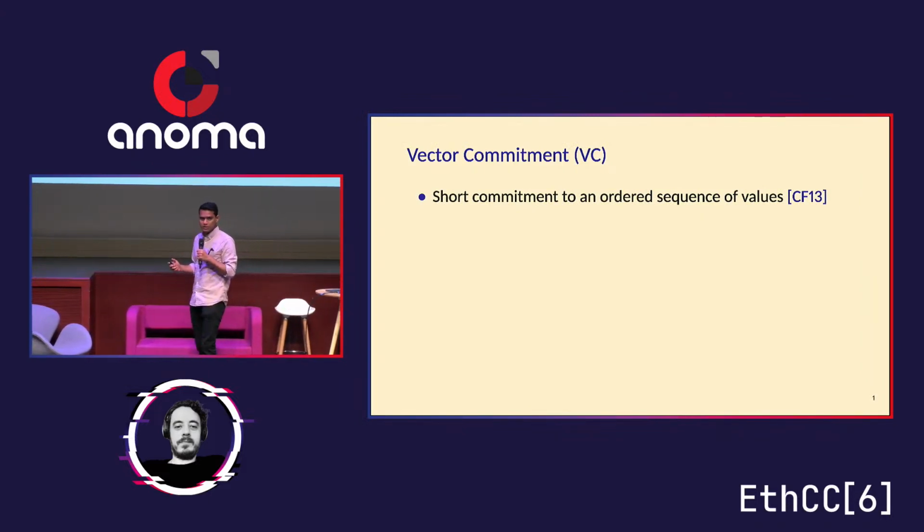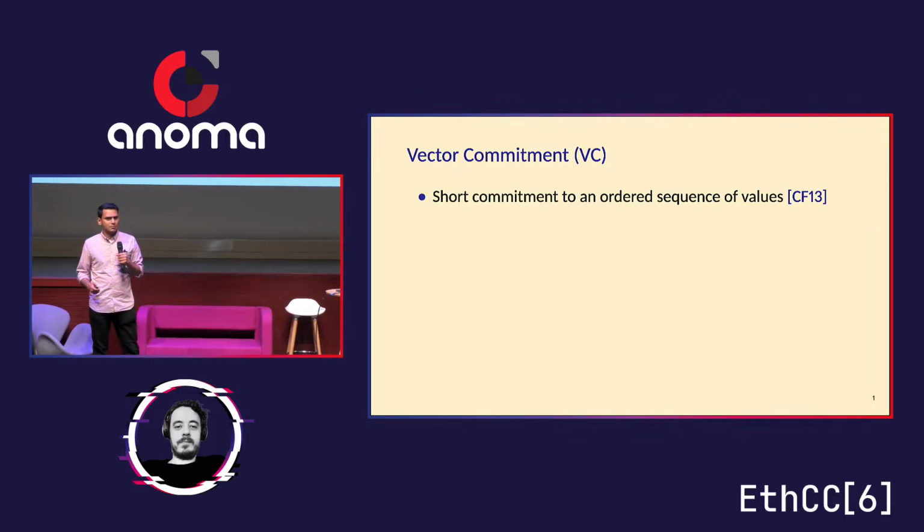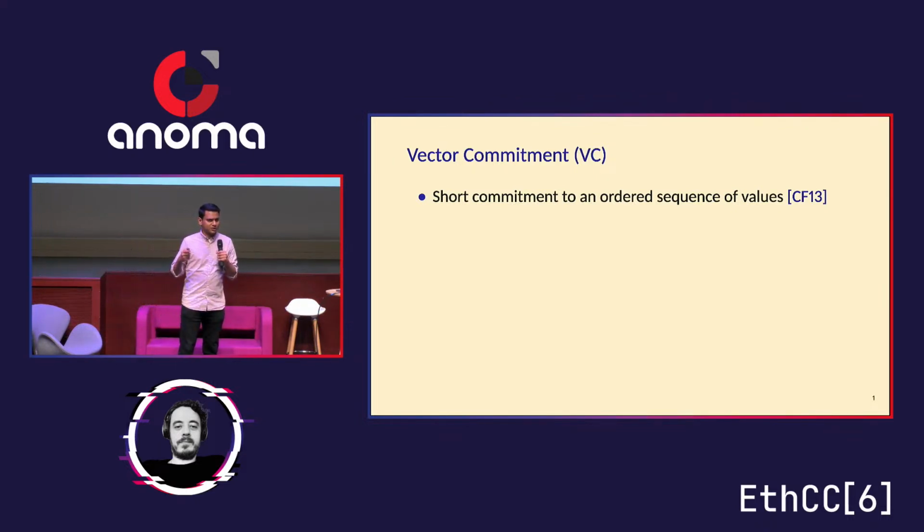A vector commitment is a short commitment to an ordered sequence of values. It lets a prover compute a small proof of opening for an element in the vector. And any verifier can check if this proof is indeed correct by running the verify function.